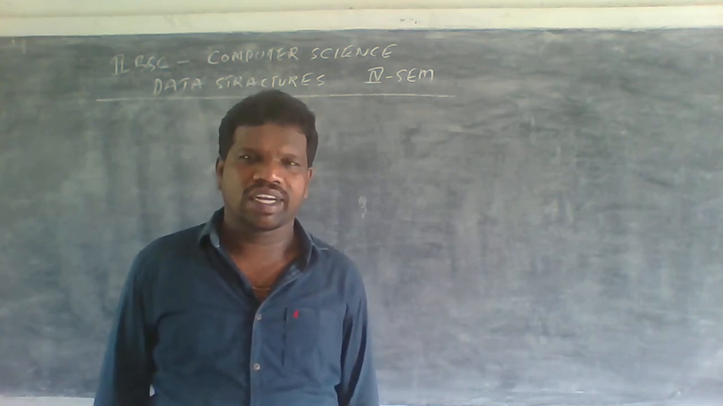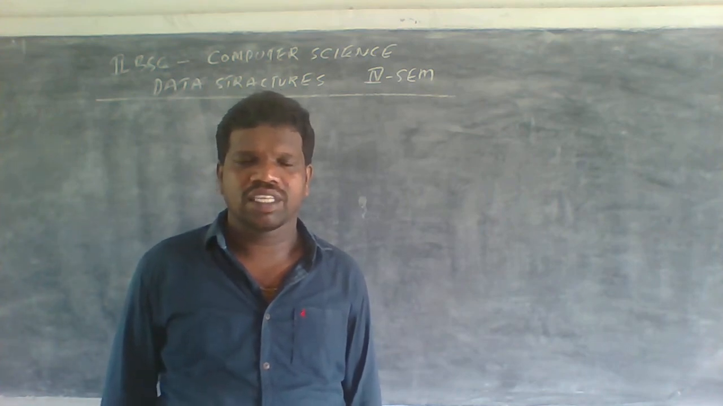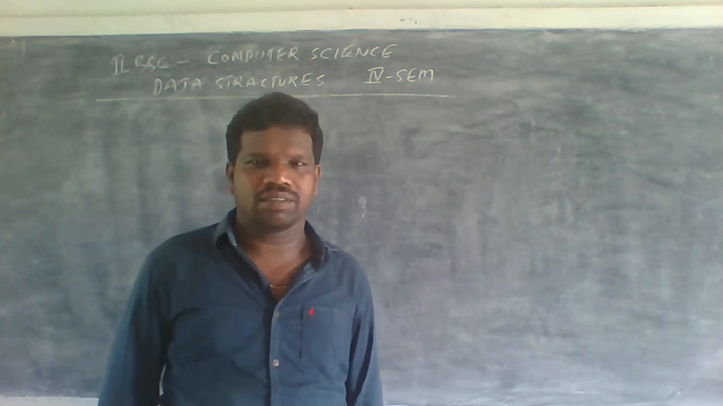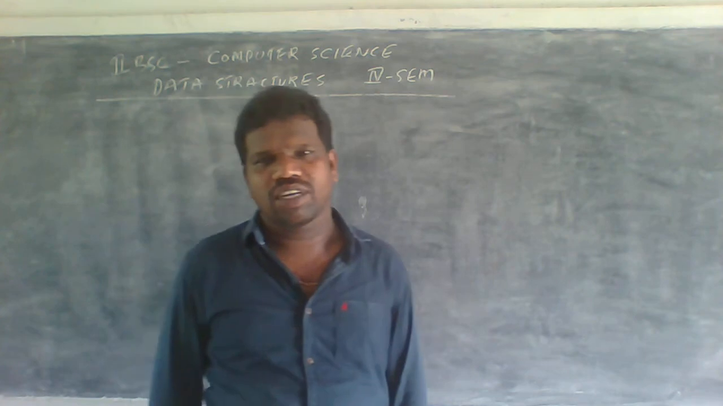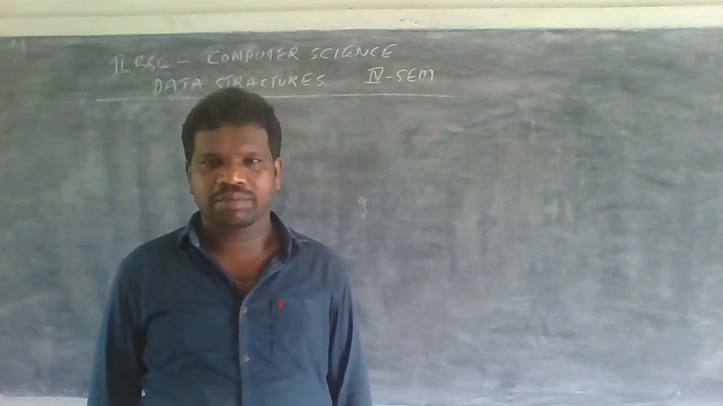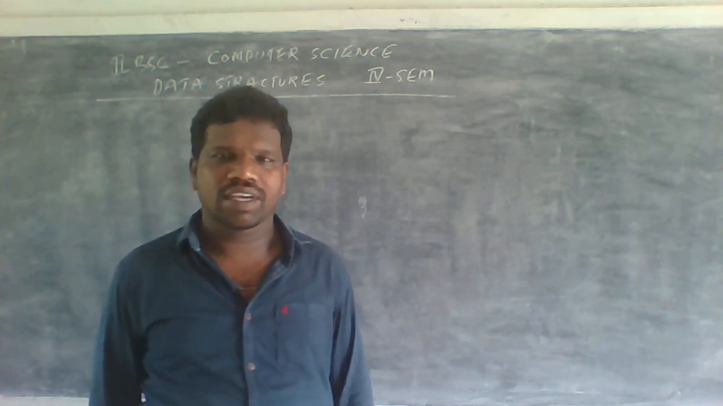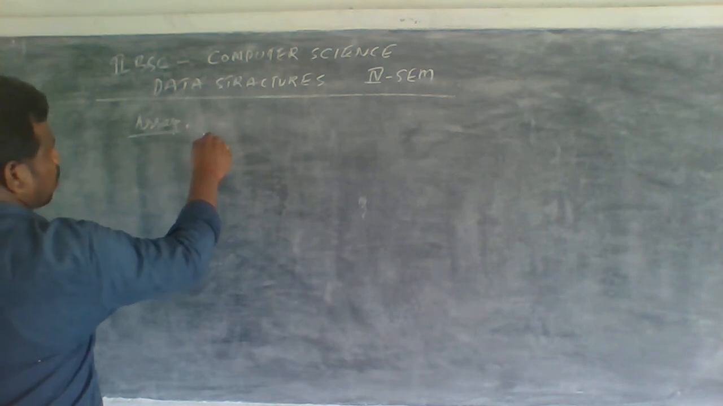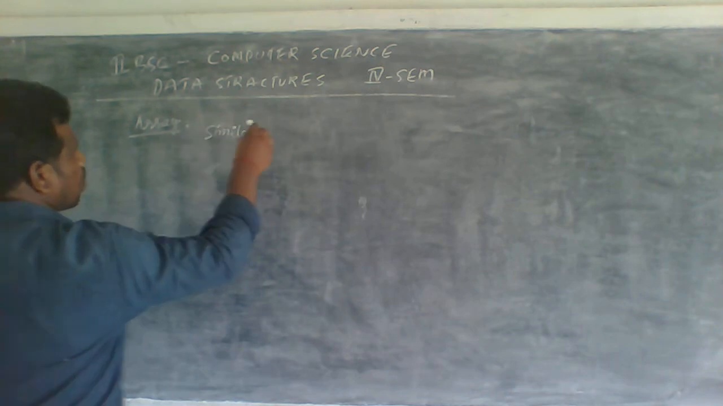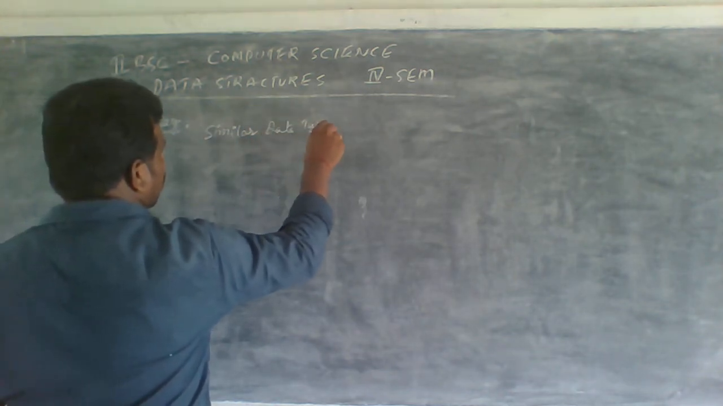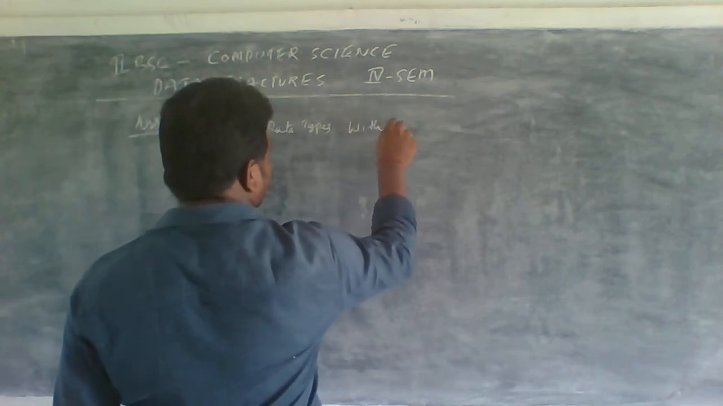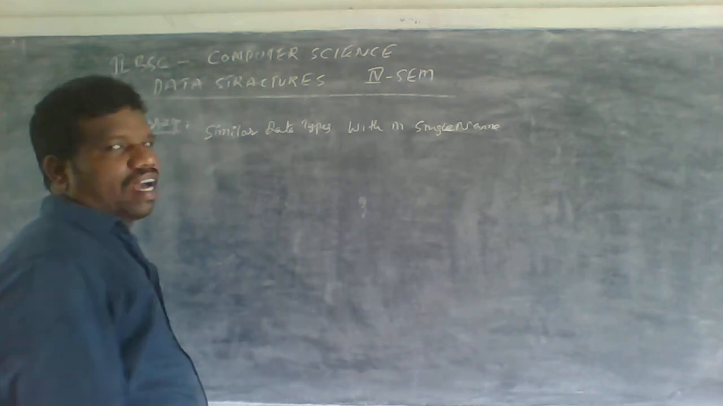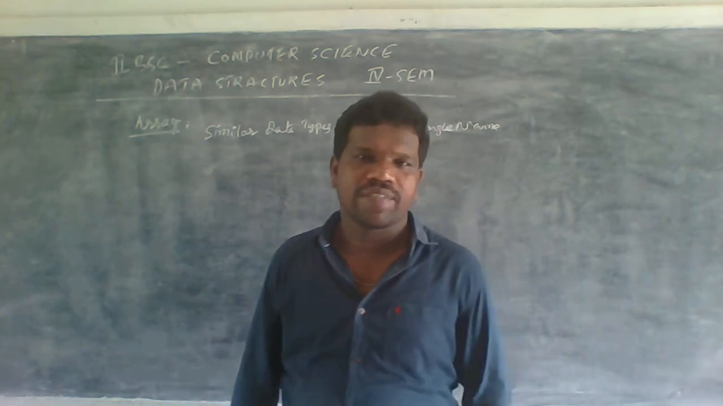Let me explain it. An array is a collection of homogeneous elements within a single name. Homogeneous means similar items. Similar items means the collection of the same data type within a single name is called an array. Array is a collection of similar data types within a single name. That means we can store multiple values of the same data type.